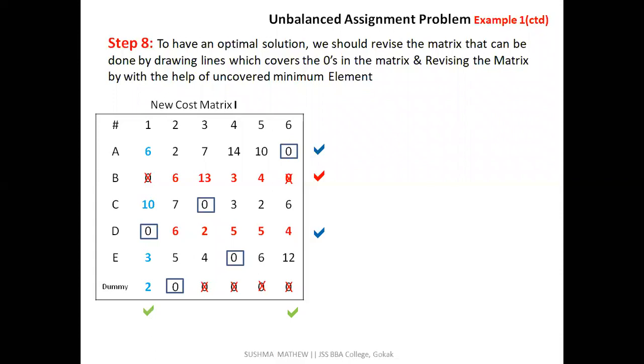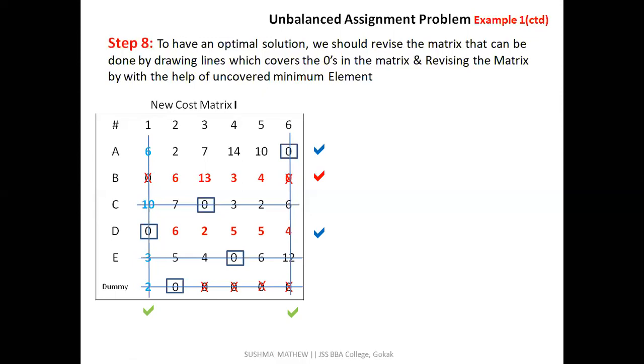Now that this is done, I have to draw lines. How am I drawing lines? Skip the marked rows and draw the horizontal lines where there are no markings. So C, E and dummy. Now the 2 columns, column number 1 and column number 6, are to be marked. Now check the number of lines we have used. 1, 2, 3, 4, 5, right? So 5 lines and then 5 assignments.